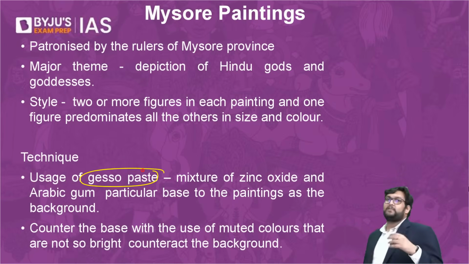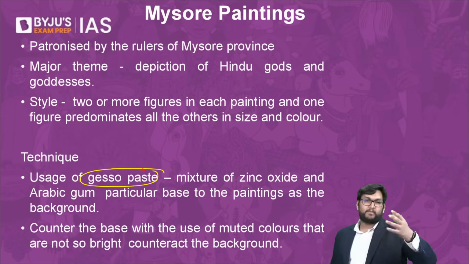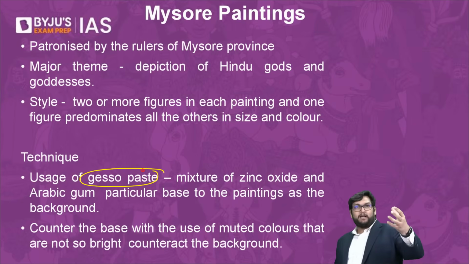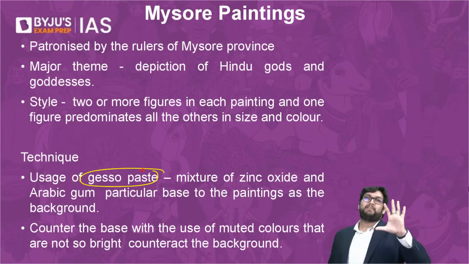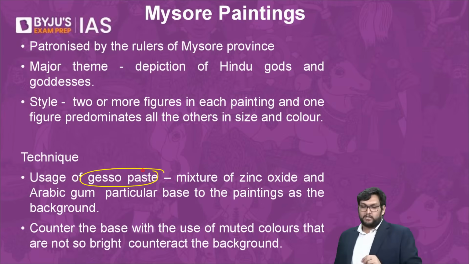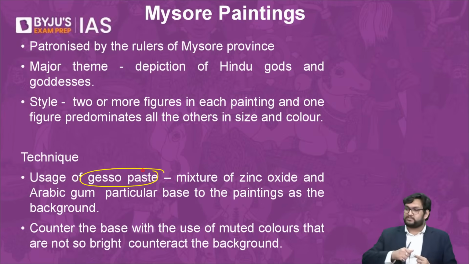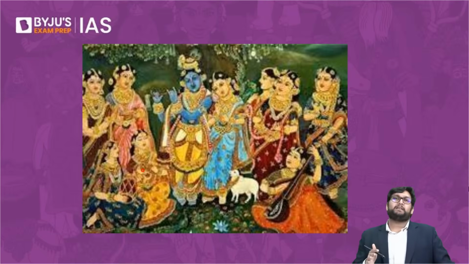Gesso paste is that if you've ever seen a canvas, it is basically a cloth, but that cloth is made very, very hard. And that hardness comes out of a gesso paste, which is basically zinc oxide and Arabic gum applied to make it hard. Now, the Mysore paintings, again thematic Krishna Bhakti and Ramayana Mahabharat, but they use green quite a lot in that regard.